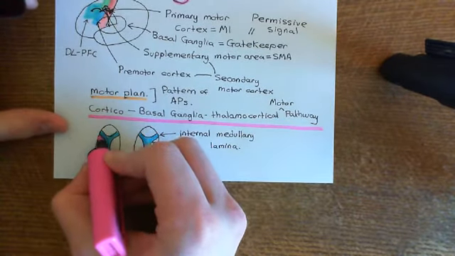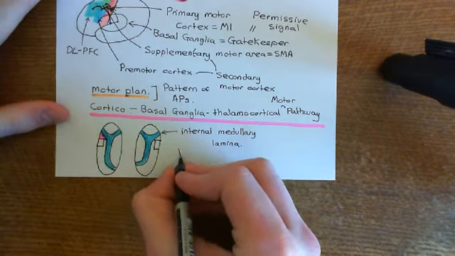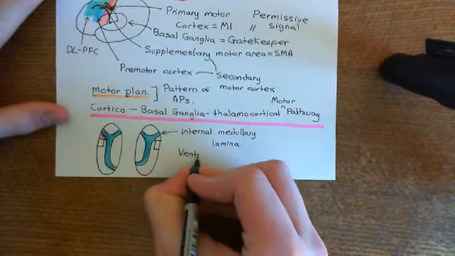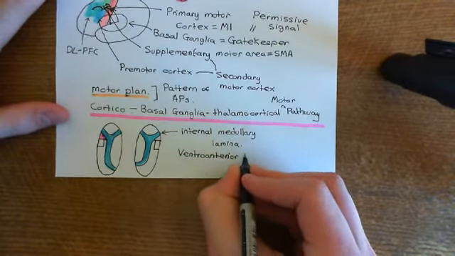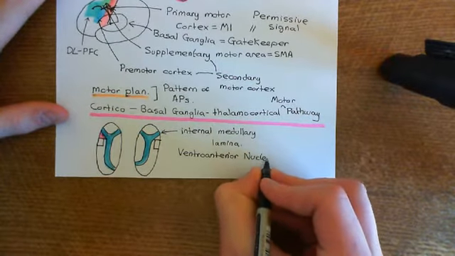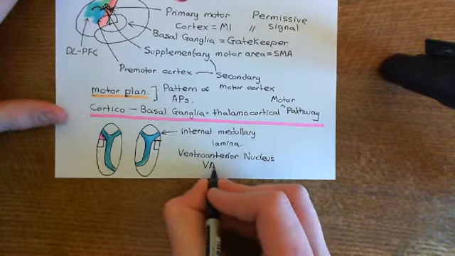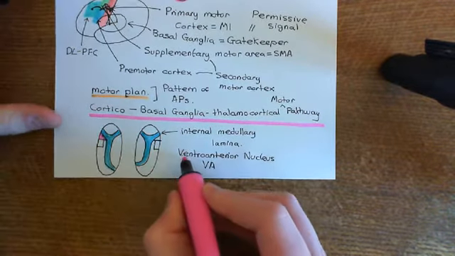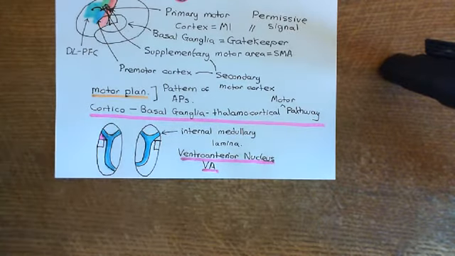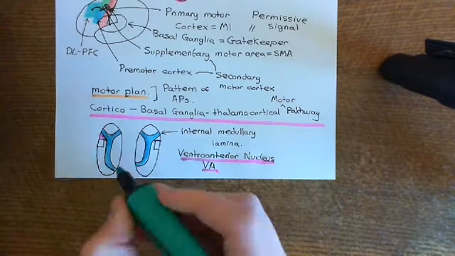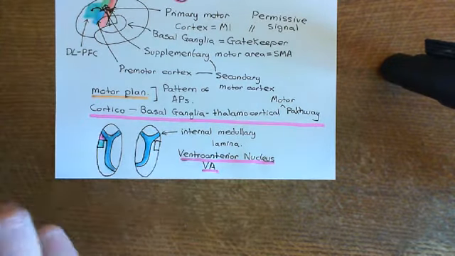So this first one here, which is now coloured in vivid purple, this is known as the ventro-anterior thalamic nucleus, or just the ventro-anterior nucleus of the thalamus. And for short, the ventro-anterior nucleus is often abbreviated as the VA nucleus. V for ventro, and then A for anterior.